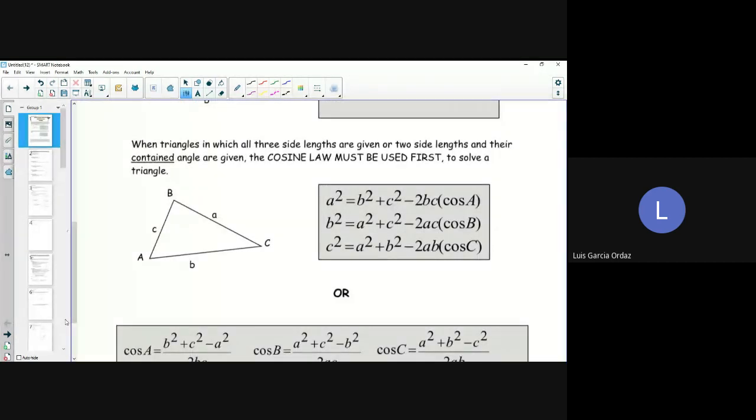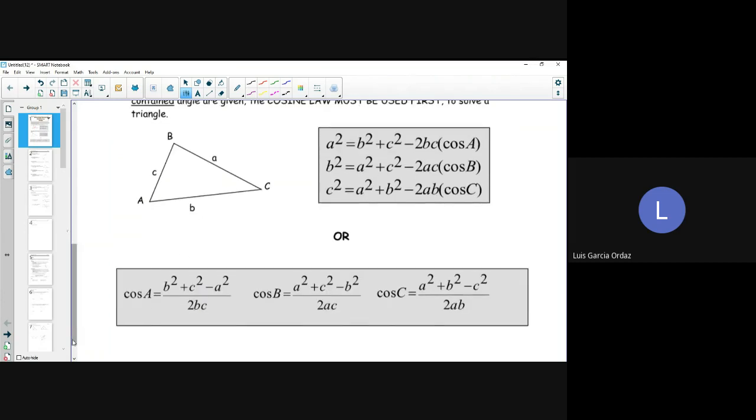Now, cosine law. When triangles in which all three sides are given, or two side lengths and the contained angle are given, then the cosine law must be used first to solve a triangle. So I have a squared is equal to b squared plus c squared minus 2bc cos A. You have your formula for b squared and c squared. This is for finding a side. Or if you want to find an angle, we have cos A is equal to b squared plus c squared minus a squared over 2bc. We have it for cos B, and we have it for cos C.